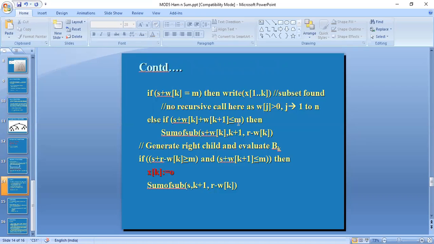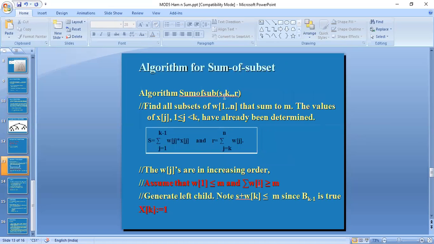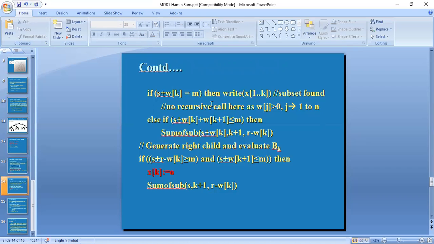If it is less than or equal to M, then call this algorithm recursively by passing 3 integers. What are the 3 integers? S, K and R. What is S now? It is updated to S plus the current value W of K. You are going to include the next item, K plus 1. We will see what is left out when you go for including the next item.